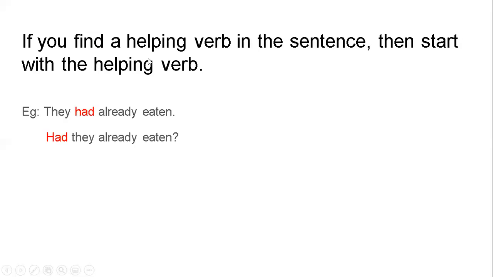Okay, now let's move on to something a little more advanced. If you find a helping verb in the sentence, do you know what a helping verb is? That means you will find the main verb and you will find a verb that helps that main verb. So if you find a helping verb in the sentence, then start with the helping verb. For example, they had already eaten. So here we have "had", which is the helping verb. So we need to start with "had" first.